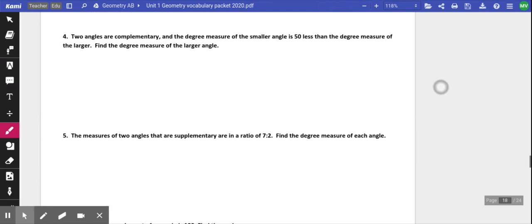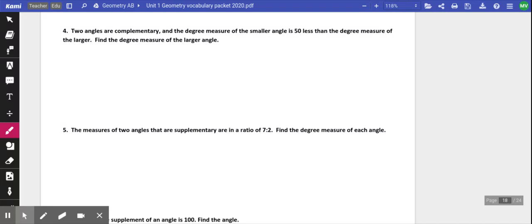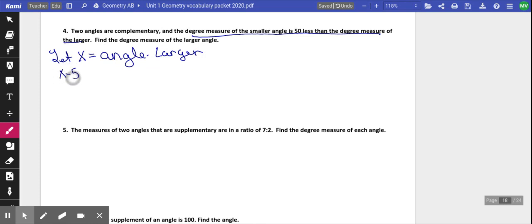Now, here's a couple of word problems that I want you to try and then come back and check. Actually, I'm going to do number 4 with you. It says 2 angles are complementary, and the degree measure of the smaller angle is 50 less than the degree measure of the larger. Find the degree of the larger. Just like when we did algebra, we're going to define variables. Let x equal an angle. If x equals an angle, I know the degree measure of the smaller is 50 less than the larger. So I'm going to say that x is the larger, and then x minus 50 equals the smaller.